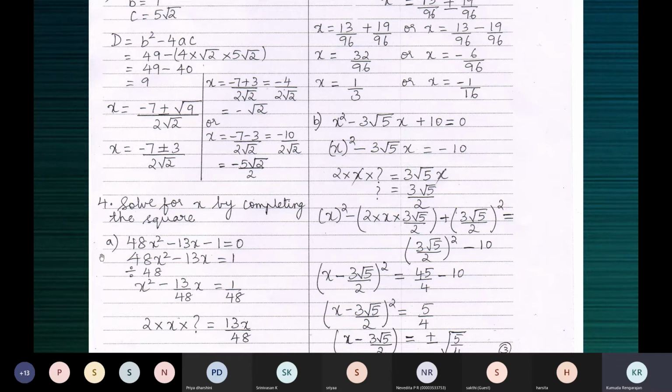So this is the equation given to us. Write the x square term and x term on one side, and shift the constant to the other side. Do that job first.